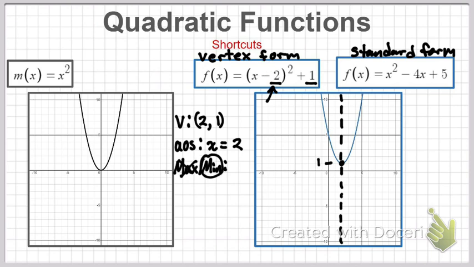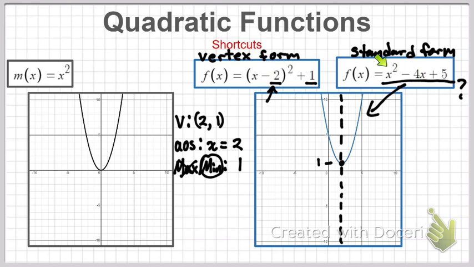Next is our max or min. In this case, it's a minimum because we're opened upward. And we know we're opened upward because the A is positive. It's a positive 1. He's invisible. And so is the A over here in standard form. So our minimum is 1. And we can see our vertex and our axis of symmetry in our vertex form.